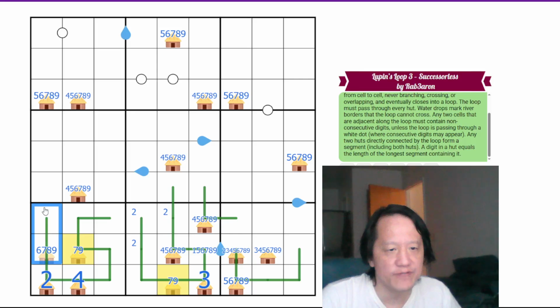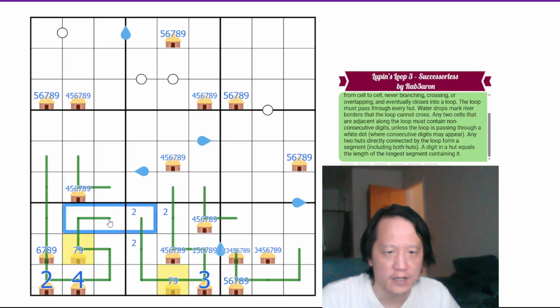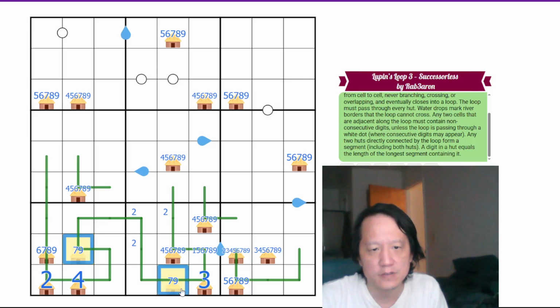This cannot be 4, so this cannot connect to here. It has to continue out. Therefore, this cannot connect to either of these, so this must connect that way. Therefore, since this goes that way, this cannot go up here to connect, so this must connect right there. And these are both 7s. So those are both 7s. That eliminates 7 in the rest of the box.